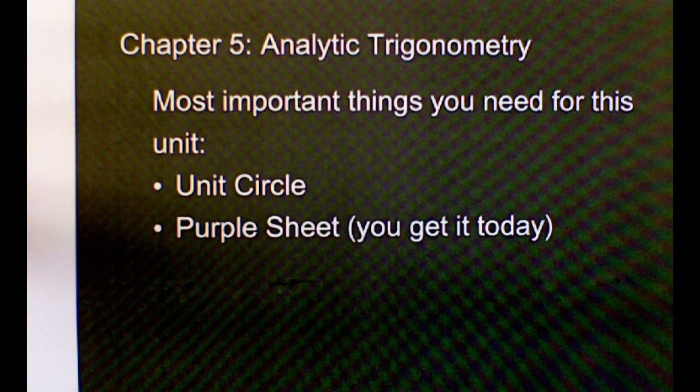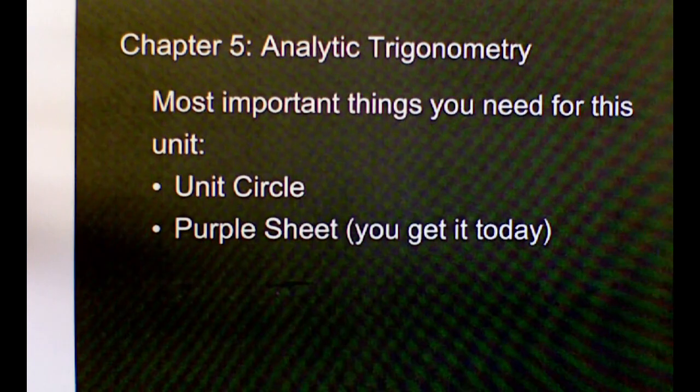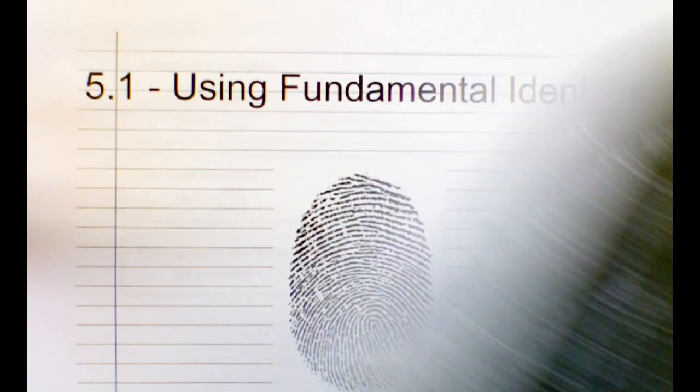All right, welcome to Chapter 5. Chapter 5 is called Analytic Trigonometry. There will be two very important things for this chapter: your unit circle and the purple sheet, which you're going to get today. Call it the purple sheet because it'll be on purple paper.